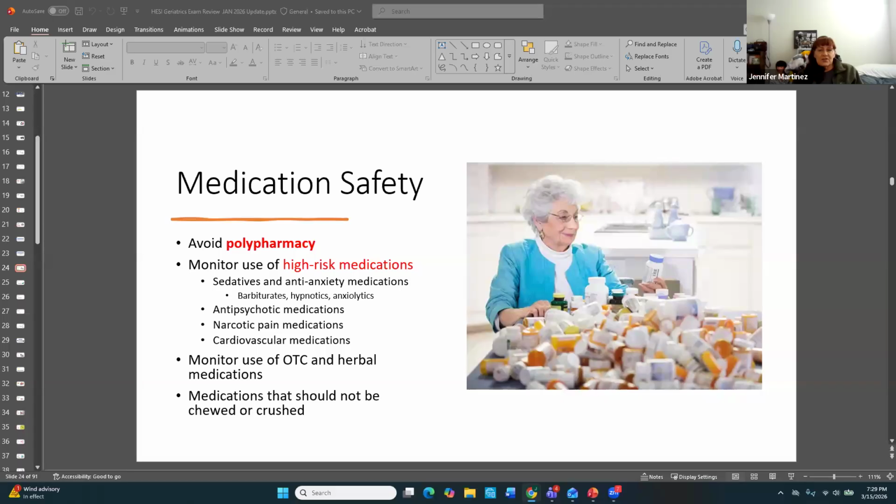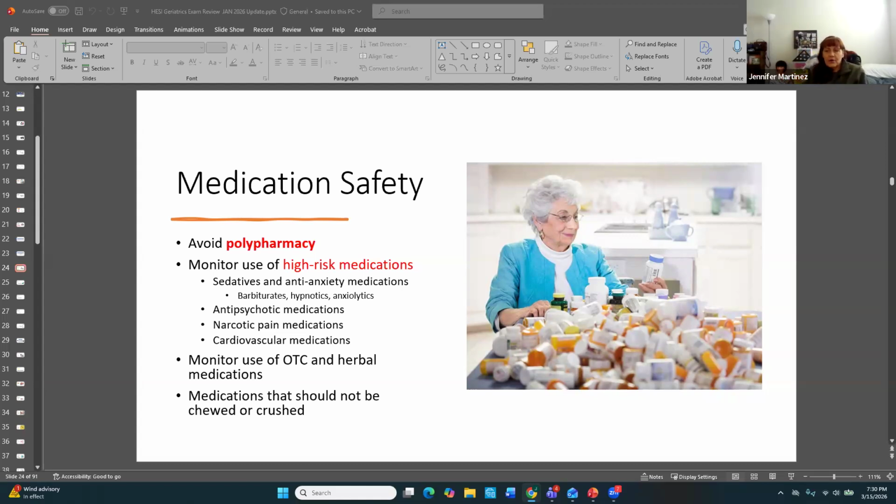Medications that should not be crushed or chewed. This is also super important, right? There's a lot of medications out there that cannot be crushed or chewed, like your enteric coated, your long acting or sustained release medications cannot be crushed or chewed. Some of them can be opened and sprinkled on foods, but we have to be really careful with those.